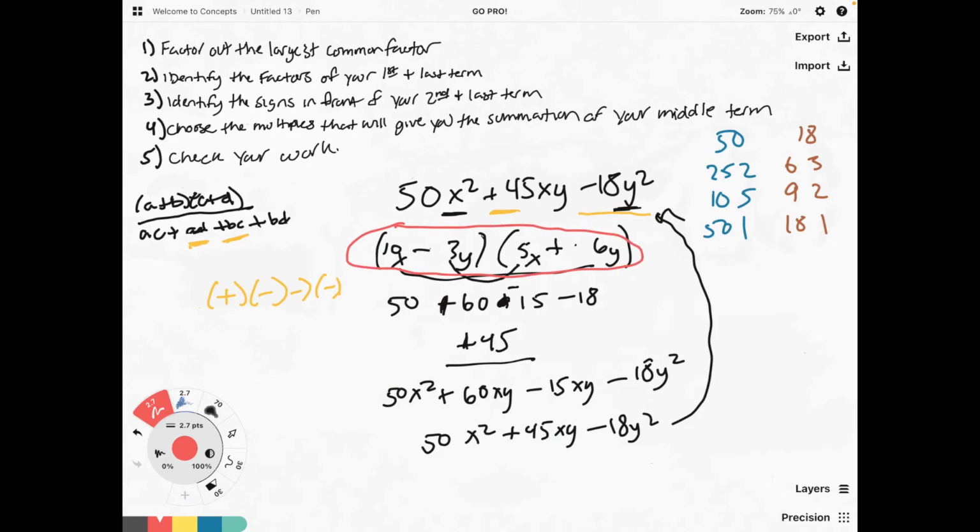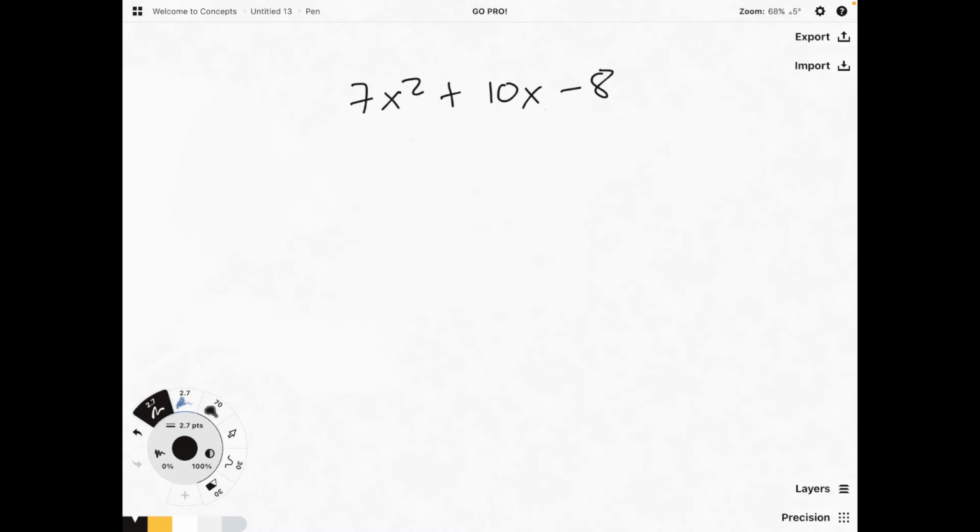And just so it's more neatly written, we will write it again as 10x minus 3y multiplied by 5x plus 6y. All right, let's look at our last example. Okay, here's our final example. I want you to try this one out for yourself to see if you get the same answer as me. So go ahead and pause it, and then when you think you have it correct, start the video back up, and let's see if we have the same answer.